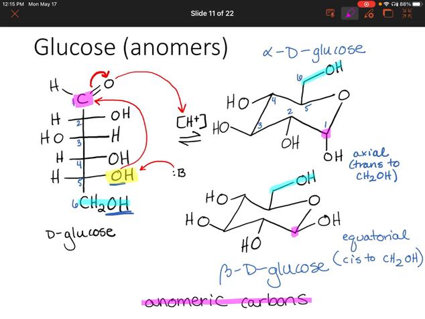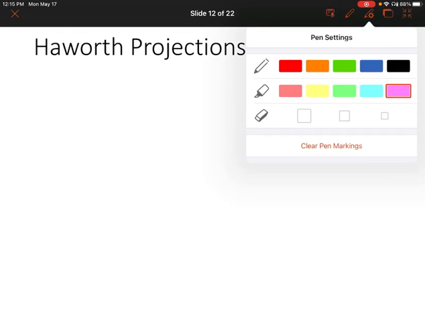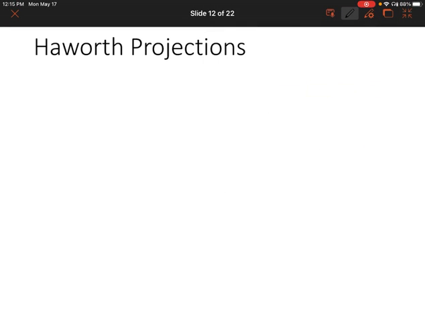Okay. So this can be kind of complex, so it's okay if you're a little confused at the moment. There is one more way that we could draw these structures, and those are using what's called Haworth projections. Okay, so let's draw glucose again.